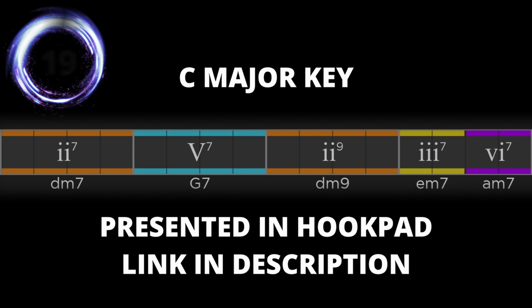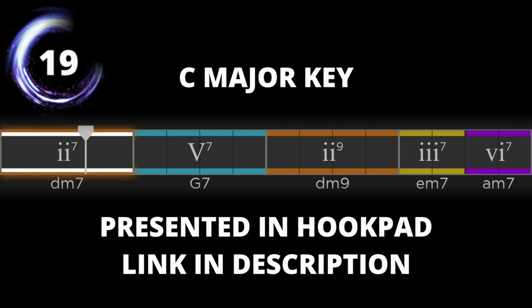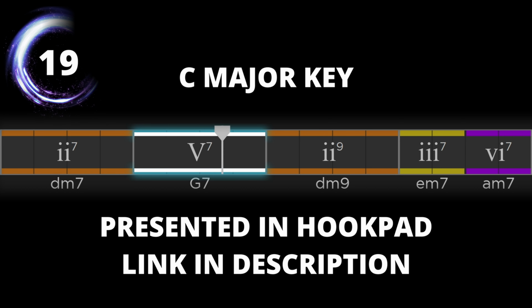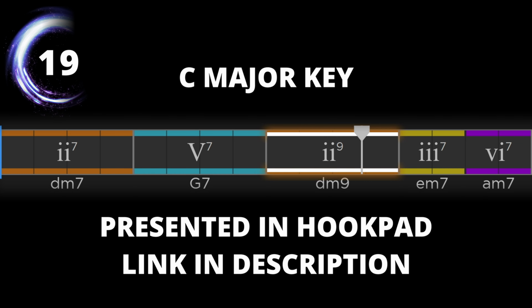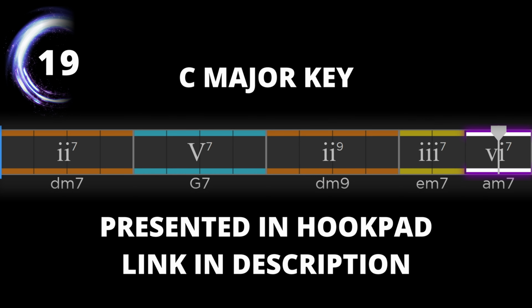Coming in at 19 is 2 minor 7th, 5 dominant 7th, 2 minor 9th, 3 minor 7th, 6 minor 7th. Minor 9th chords also pair nicely with minor 7th and dominant 7th chords. In major keys, you can play the 2 and 6 chords as minor 9th without any problems. Listen to this in the timeless I Have Nothing by Whitney Houston.